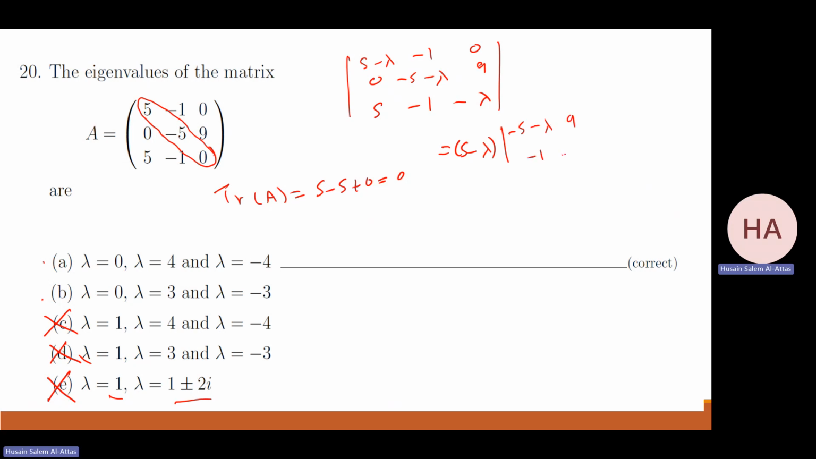Minus 5 minus lambda, 9 minus 1 minus lambda, plus 1. Cancel this with this. I have 0, 9, 5 minus lambda. So what I have is 5 minus lambda. This one is lambda square plus 5 lambda minus 9.